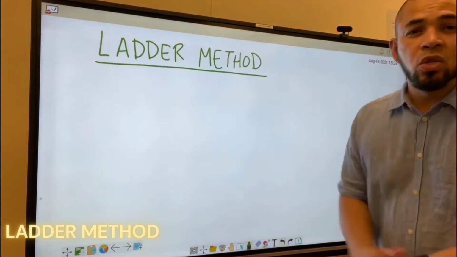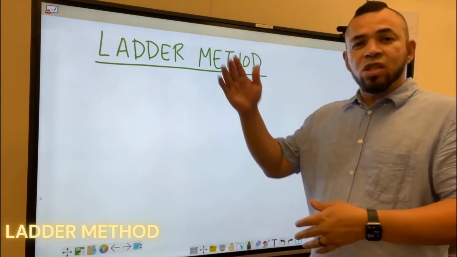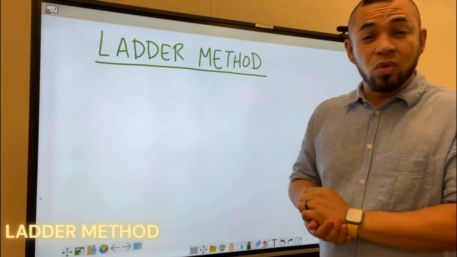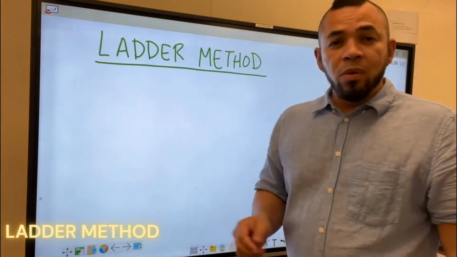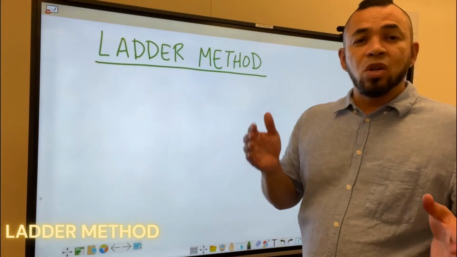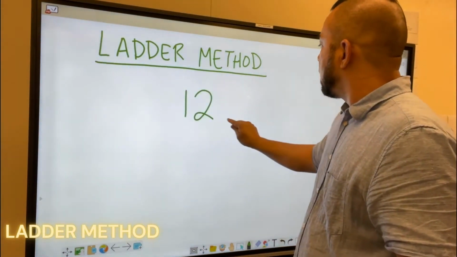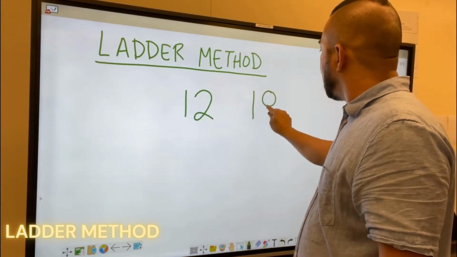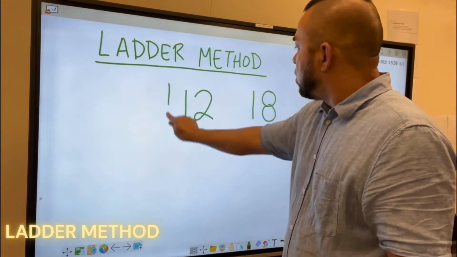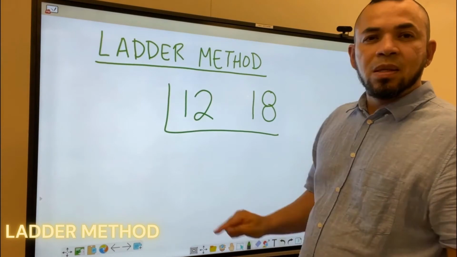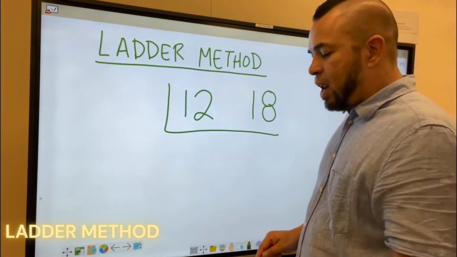And now we're going to do the ladder method. The ladder method, it looks kind of like a ladder and it looks like division as well. So remember, we were looking for the greatest common factor of 12 and 18. So I would write down 12 and 18, but it's gonna look like we are doing a division. It's gonna look like this. Okay, so write it that way, 12 and 18.